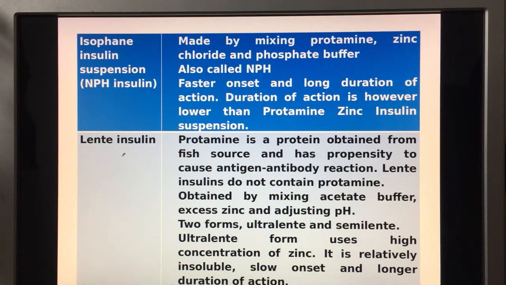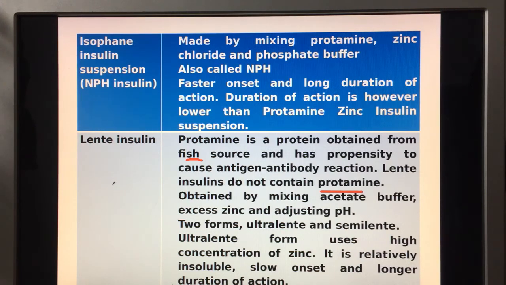Now another preparation of insulin is the lente insulin. Protamine is a protein obtained from a fish source and has a propensity or ability to cause antigen-antibody reaction. So lente insulins do not contain this protein protamine. These are obtained by mixing acetate buffer, excess zinc and adjusting the pH.